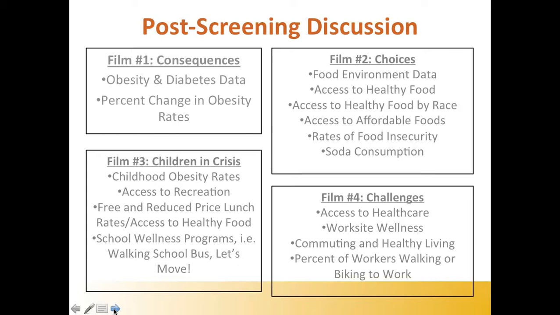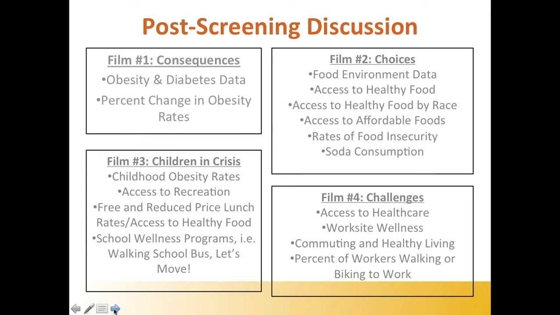Film 2 is around choices, so some things in the Commons around that would be the food environment data, where the retailers are located and where areas of higher or fewer retail choices are available. Access to healthy food by race, affordable foods, food insecurity. These are all data sets that are available within the Commons.